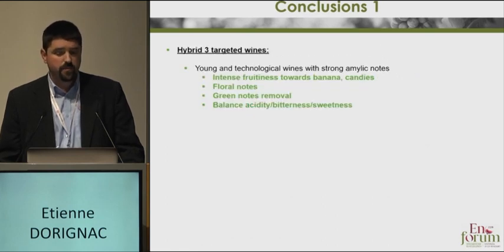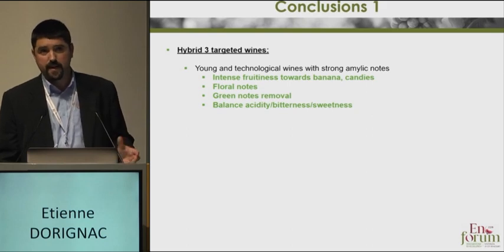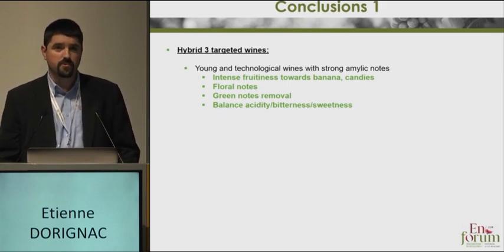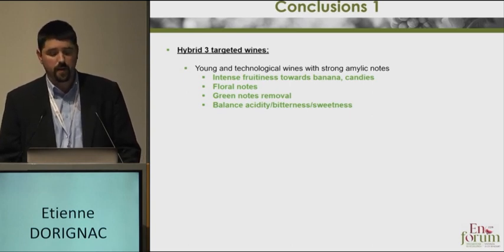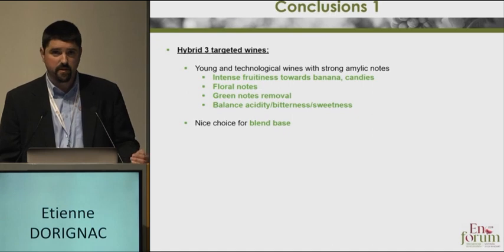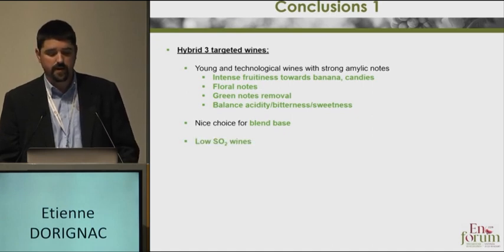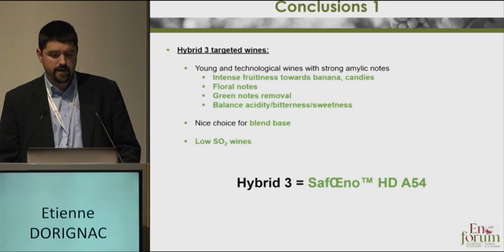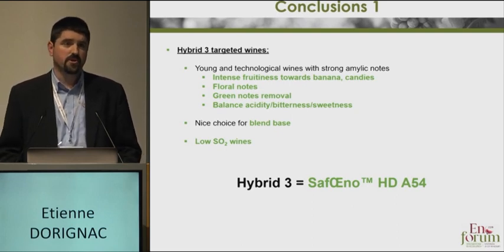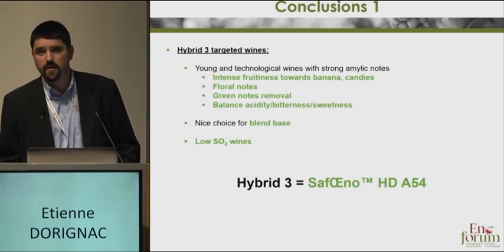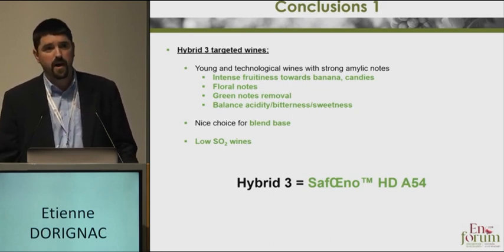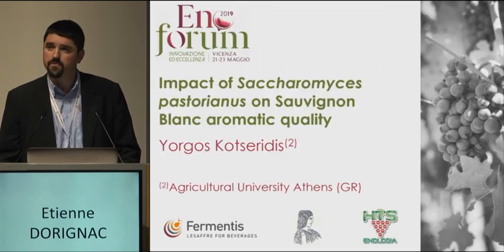So targeted wines could have intense fruitiness towards banana candies, floral notes, and green notes removal thanks to the action of isoamyl acetate, with a balance of acidity, bitterness, and sweetness. It is a nice choice for blends because of the very low production of SO2 and acetaldehyde, and for low SO2 wines. So we decided to first launch this hybrid 3 this year, commercially speaking, and it will be the SAF Eno HD A54: HD for hybrids, A for amylic notes, and 54 is the number of the strain.